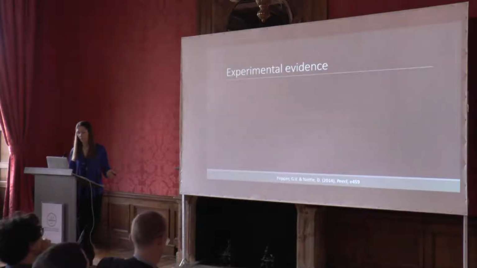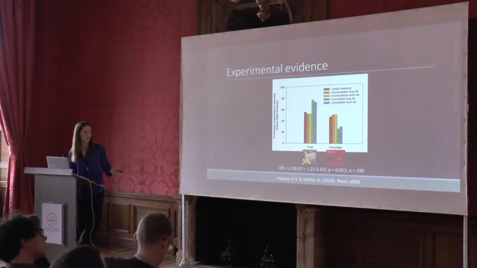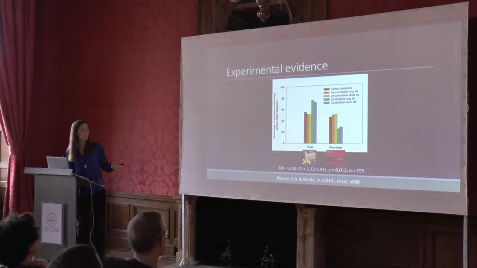Then we asked them to make a simple choice that represents health behavior, and in this case it was the choice between a box of organic fruits and a box of chocolates. Both of these were worth £11, so of equal value, and we made sure that they knew that. What we found, briefly, is that people in the controllable conditions, both controllable long life and controllable short life, showed an increased tendency to choose fruit instead of chocolate. The uncontrollable conditions and the control treatment were both about half and half.